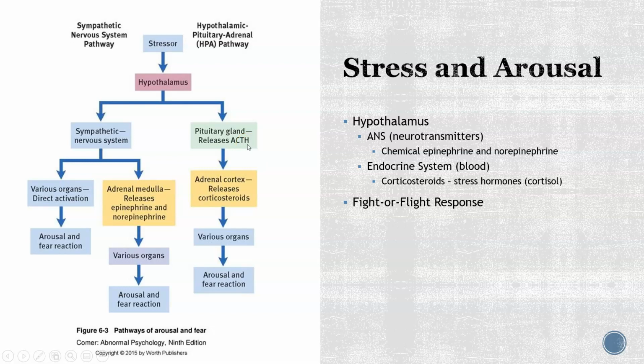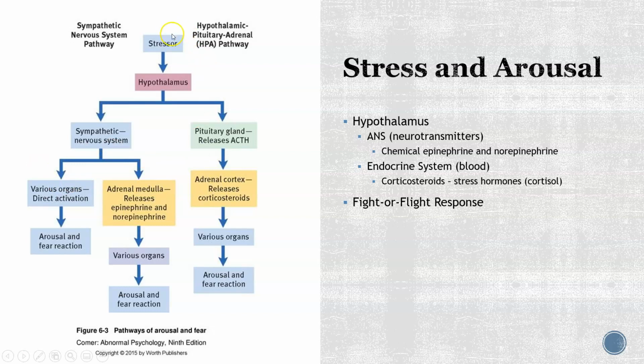I can't even pretend to know how to pronounce this, but I'm going to just call it ACTH because I don't want to mess it up for you. But the main point is that it is a corticosteroid, okay? So these are stress hormones specifically. So there are two pathways.